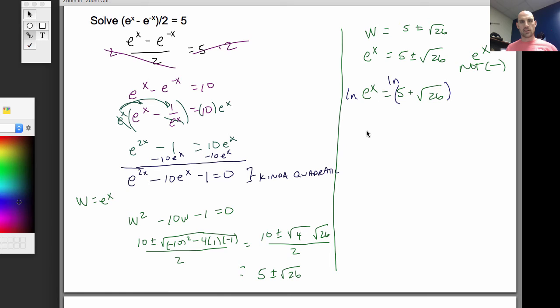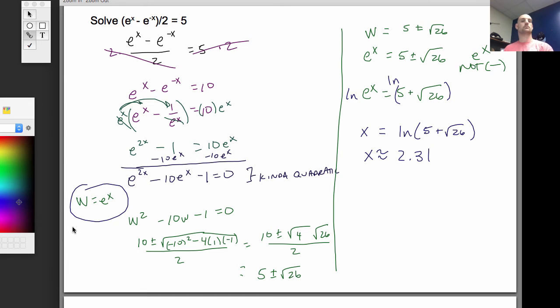And so the natural log of e to the x would be equal to x. This one is the natural log of 5 plus root 26. And when I put that into my calculator, I get x is just about equal to 2.31. Okay? And so what did I do? Here I did a u substitution, a double u substitution. I made it into a quadratic, solved it, and then set my term that I subbed out equal to that answer, and then solved it as I would a regular logarithmic function.